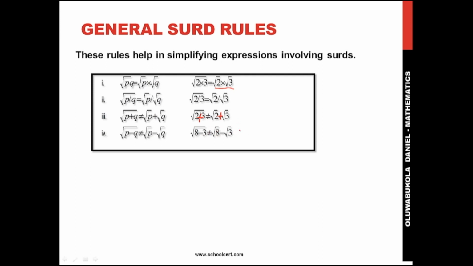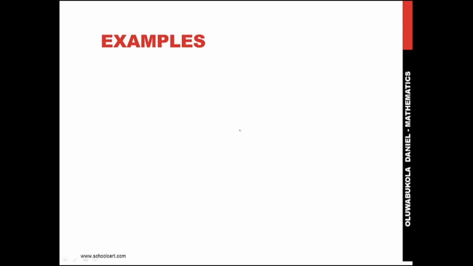Let's look at examples at this particular time using these basic rules. The first thing is root of 12. Using the first rule that we have, this can be broken down into root of, if you have the prime factors of 12, root of 4 times 3. In the same vein, using the first rule, this is the same thing as root 4 times root 3. Remember, root 4 is the same thing as 2. So this actually gives us 2 root 3.